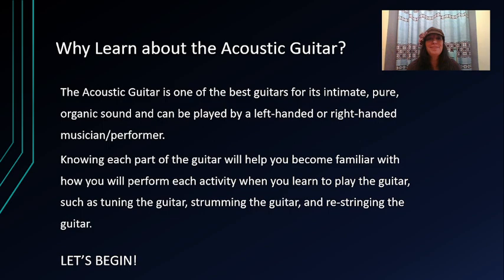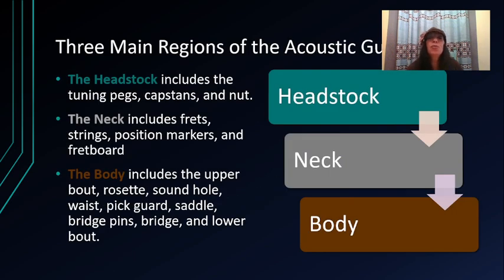So let's begin. All right, so there are three main regions of the acoustic guitar. We have the top region, which is region 1, called the headstock. We have the middle region, which is called the neck, and that's region 2. And then we have region 3, which is that bottom part of the guitar called the body.